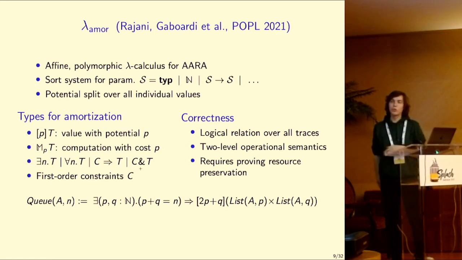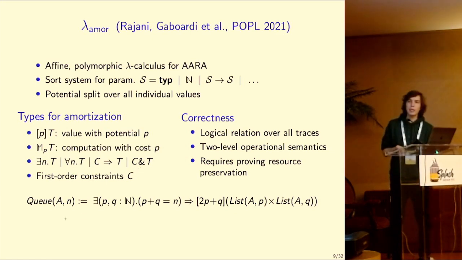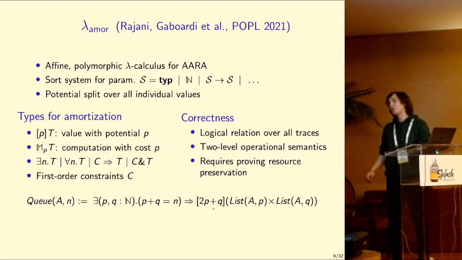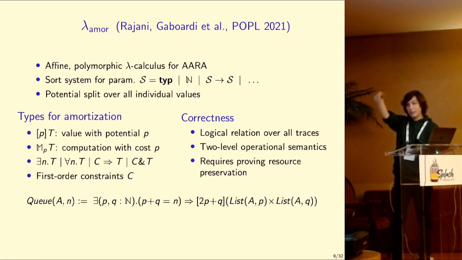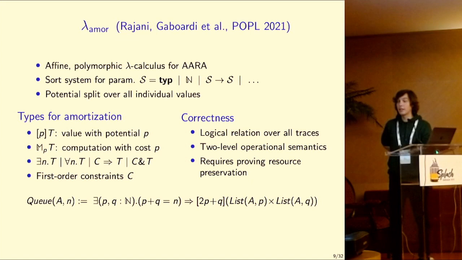So the functional queues that we saw before can be expressed here by saying that a queue is a data structure with 2 parameters p and q, whose sum is the full size of the queue. And the queue is a pair of lists, one of size p, one of size q, and it must hold 2p plus q potential to cover for its processing. So you can see here that the 2 lists have heterogeneous potential. And the type system of lambda amor lets us encode that at type level.